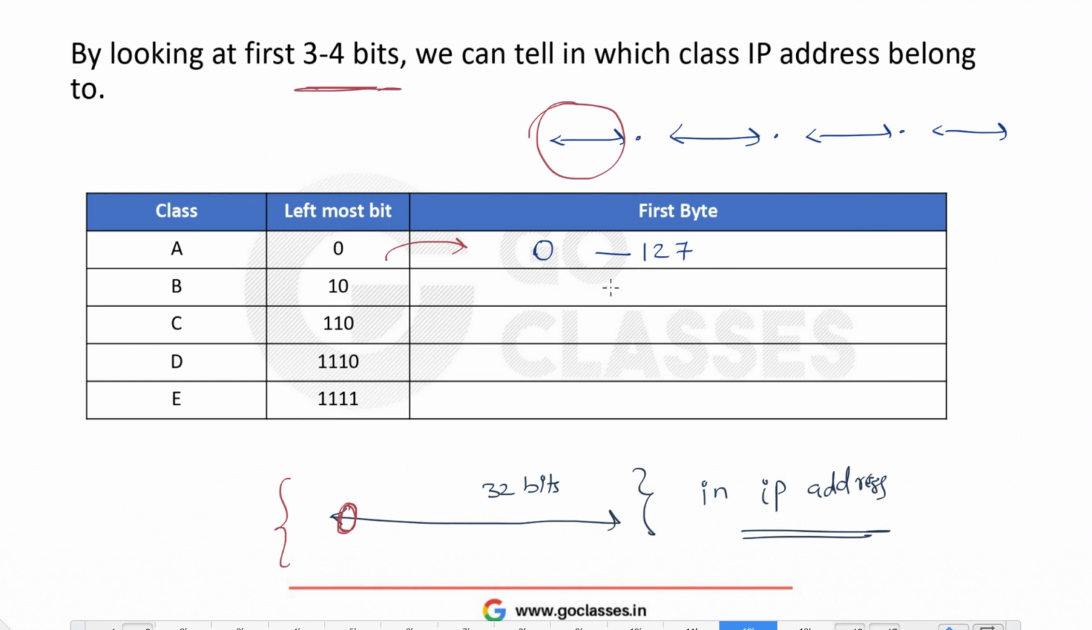Now I will tell you the remaining fields in the next lecture, but I suggest you fill these out. Which means if 10 is fixed, then just look at the first byte only. For the first byte, what will be the minimum number and what will be the maximum number? Just fill this table and we will talk about it in the next lecture.